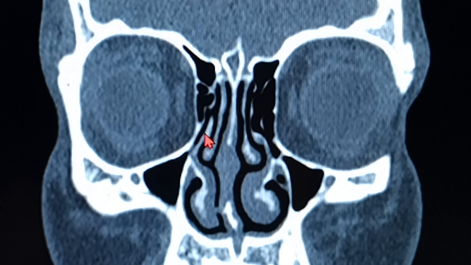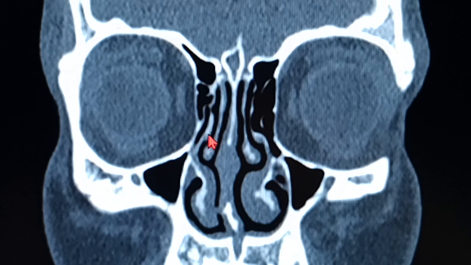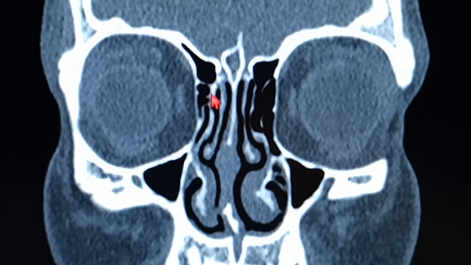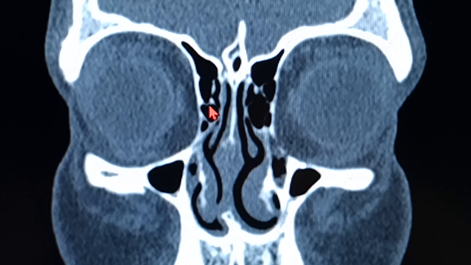The vertical part keeps on going above, and you can see it has an attachment over here to the medial boundary of the bulla ethmoidalis. So it also has an attachment. So basically now this is not bulla, wait. We are now in the anterior aspect.